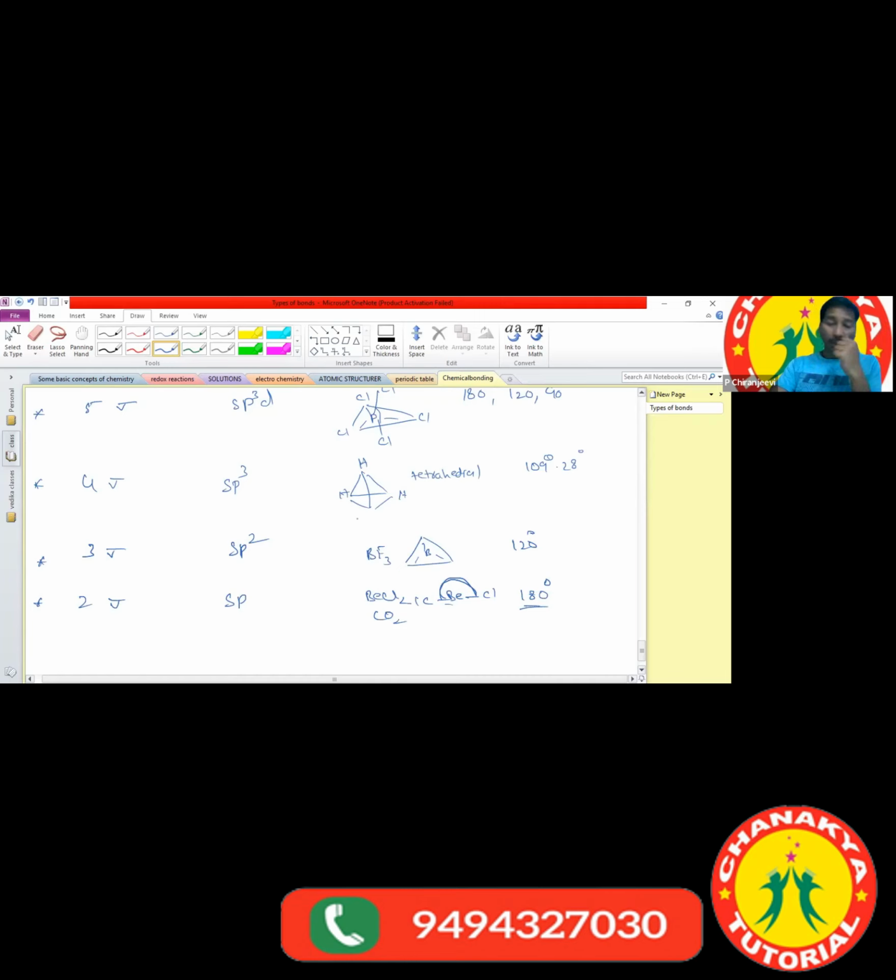So only molecular orbital theory remains in this concept. Tomorrow I am going to finish molecular orbital theory, then I'll close this chapter. Sunday you are having a test. Management is asking to conduct a test, so on Sunday I'm going to give a grand test.